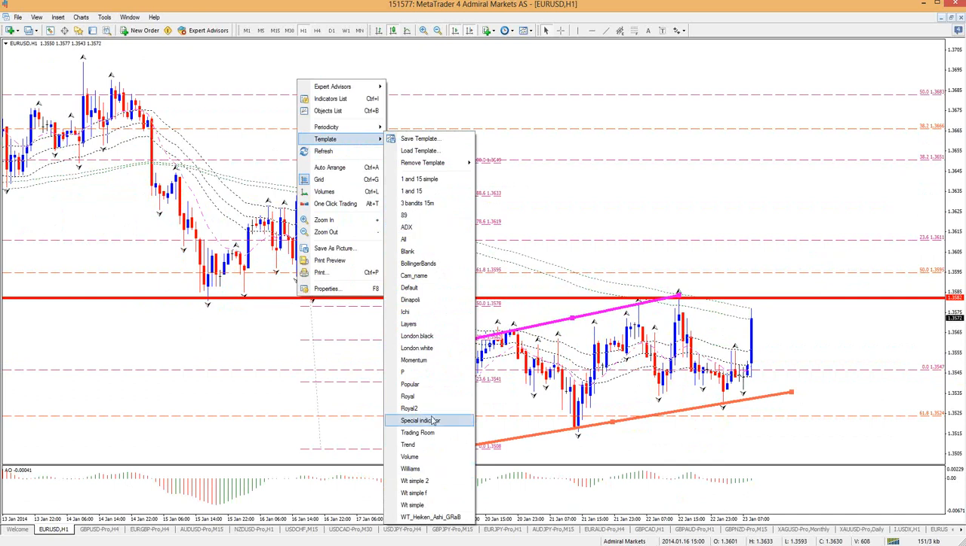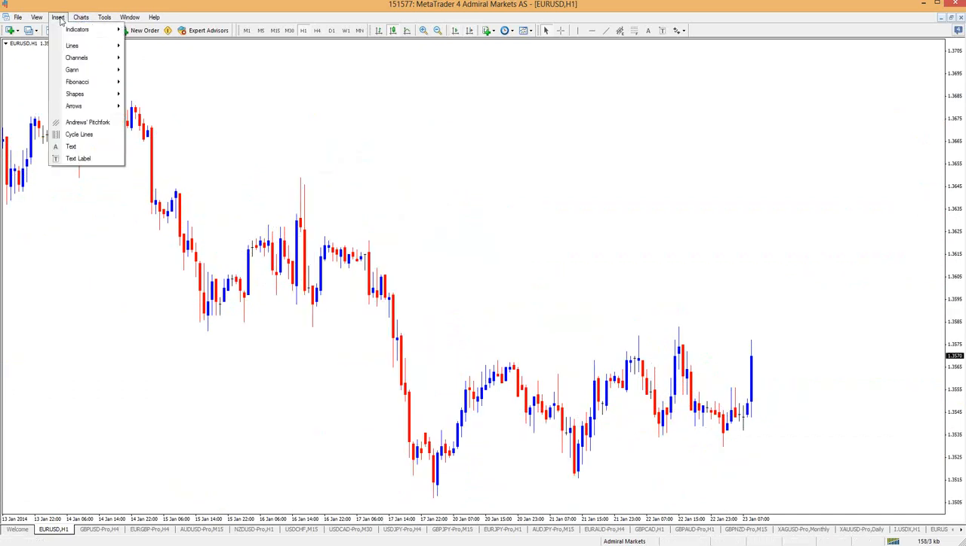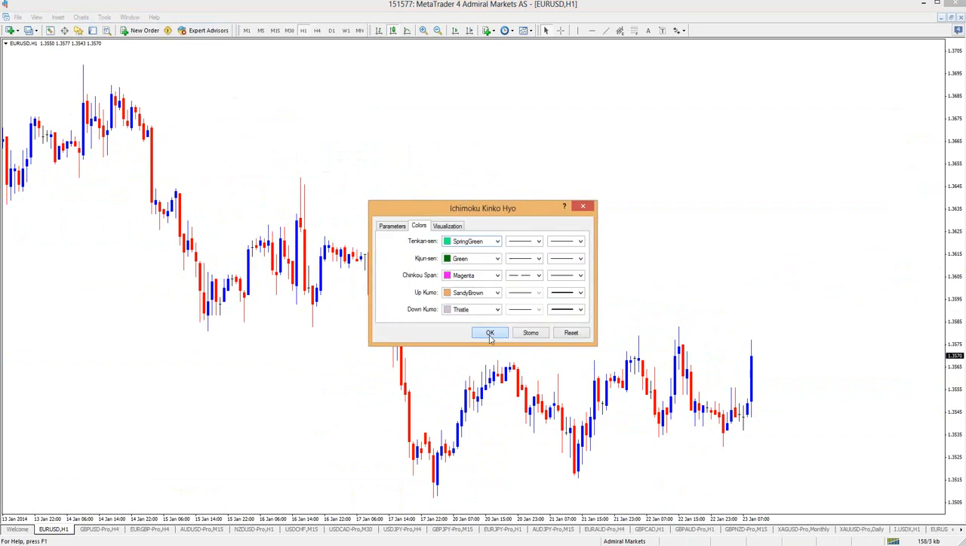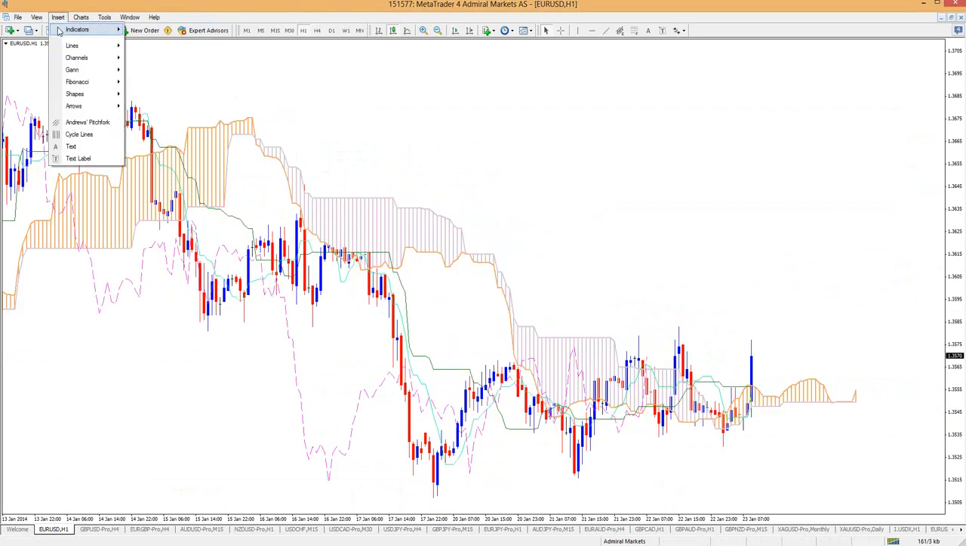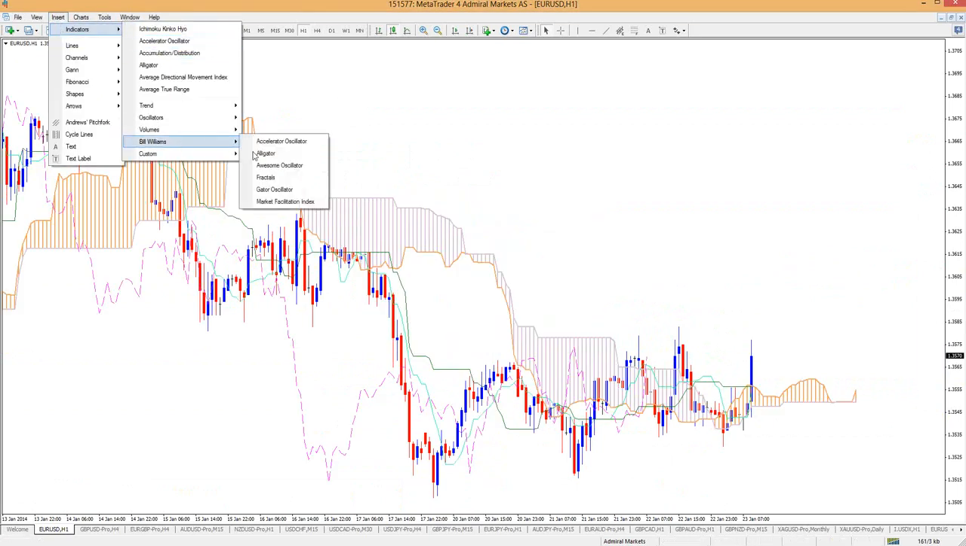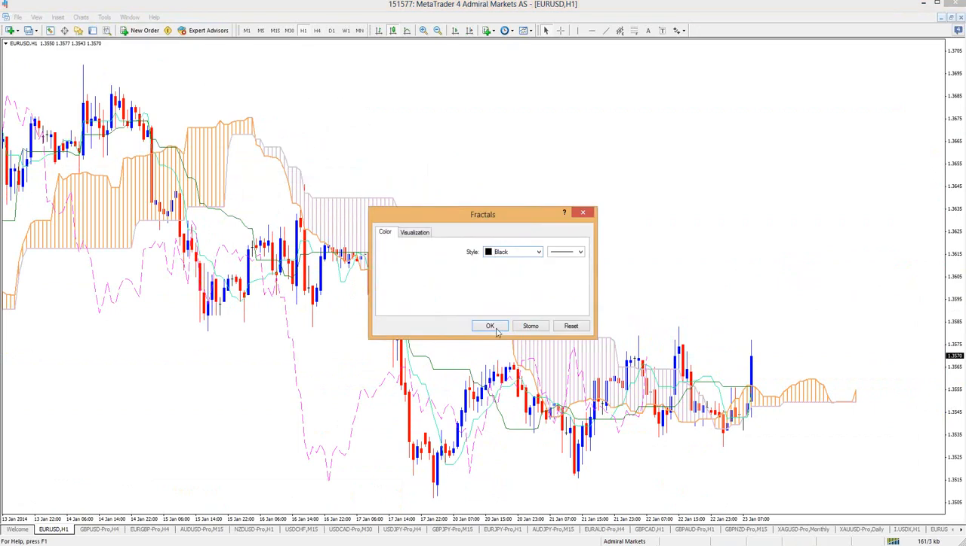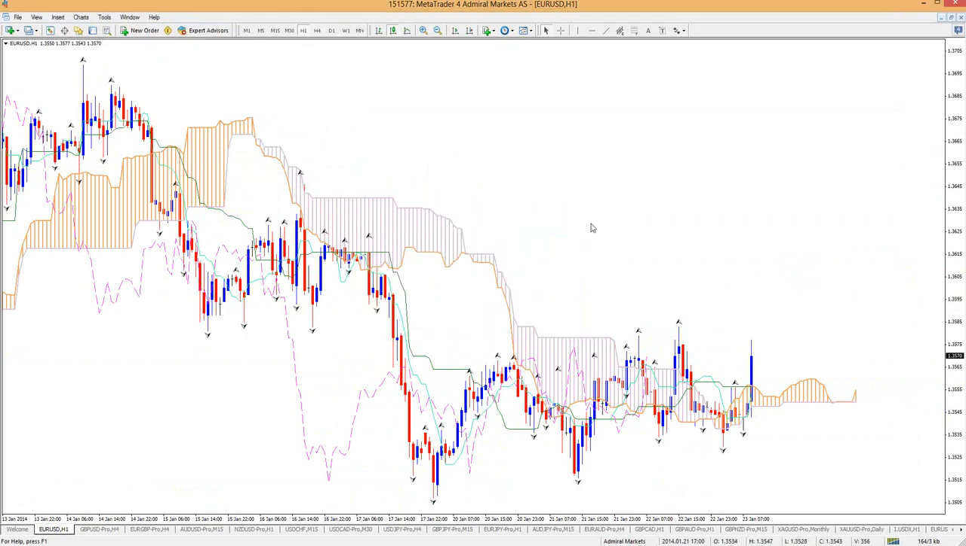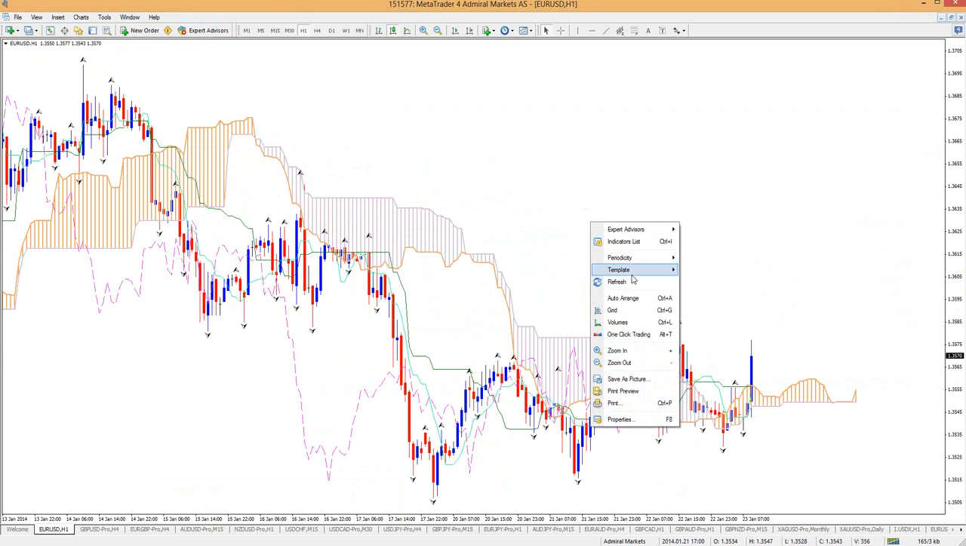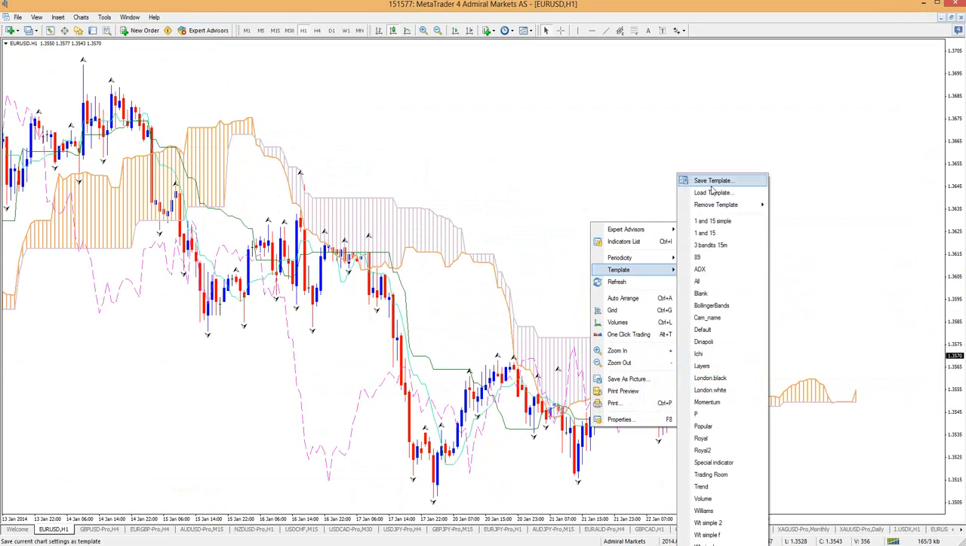I don't think I have a template here. I will actually make a template so it's easier for me to put on the chart. I think it's right here. Okay, good. Or I'll still make a template. It's easier. 1 second.